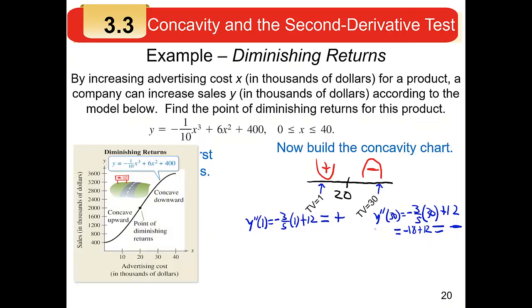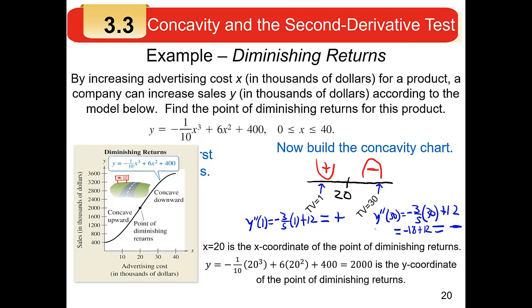So x equals 20, and you can look at it from a graph, is the x coordinate of the point of diminishing returns. We still need to find the y coordinate, so you plug back into the original function. Remember, whenever you compute y values, you go back to the original function. If you plug 20 in for x and calculate, you'll get 2,000 for the answer. So the point (20, 2,000) is the point of diminishing returns.